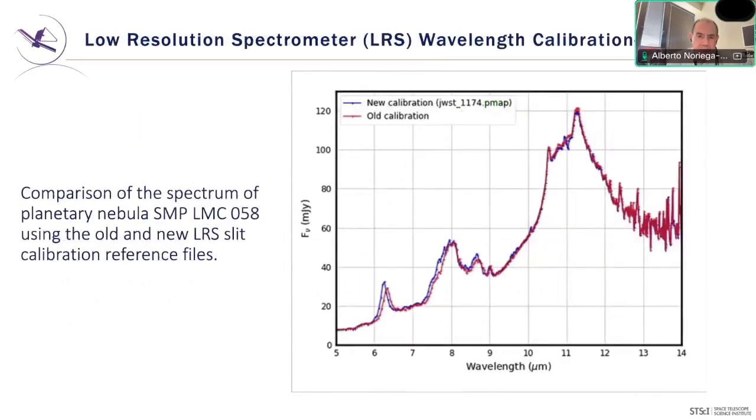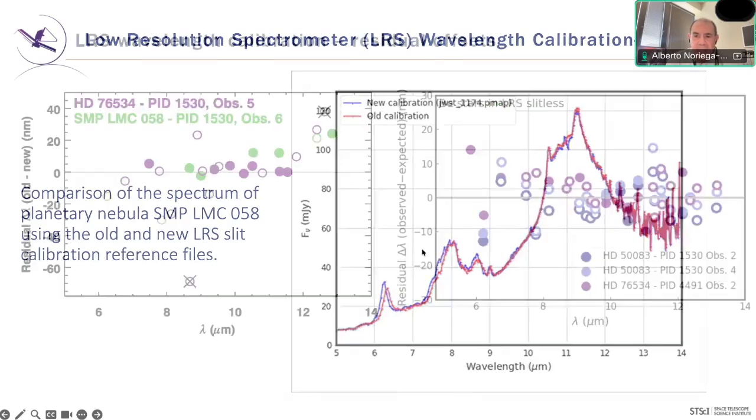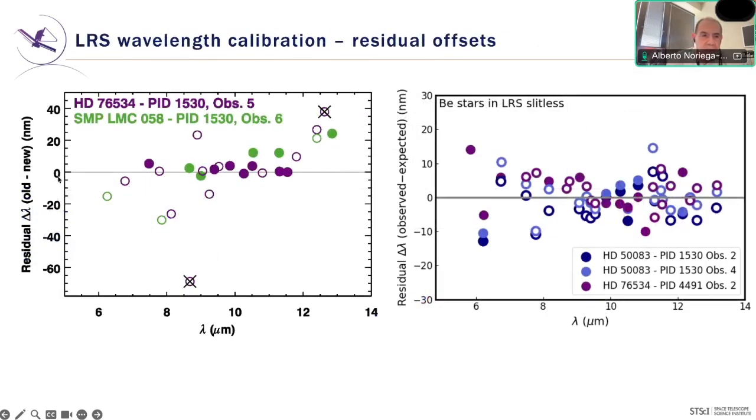How does it look? Well, this is what it looks like. It sounds horrible, but this is, for example, the old calibration, that line, and when you compare with the new calibration, it is better. Again, this is the famous SMP LMC 058 planetary nebula. And when you compare the residuals from the old and new calibration, it looks like an improvement.